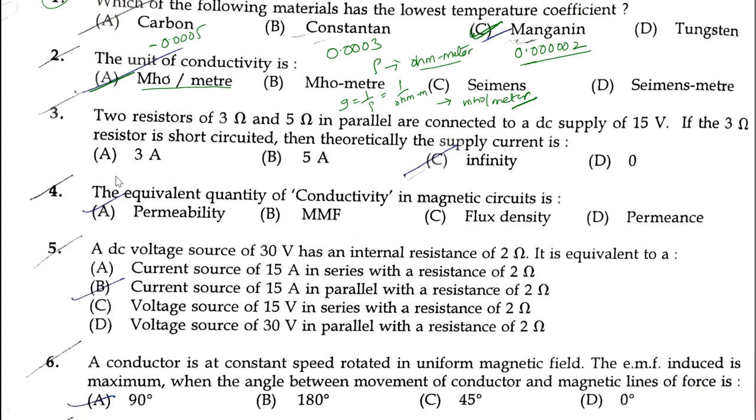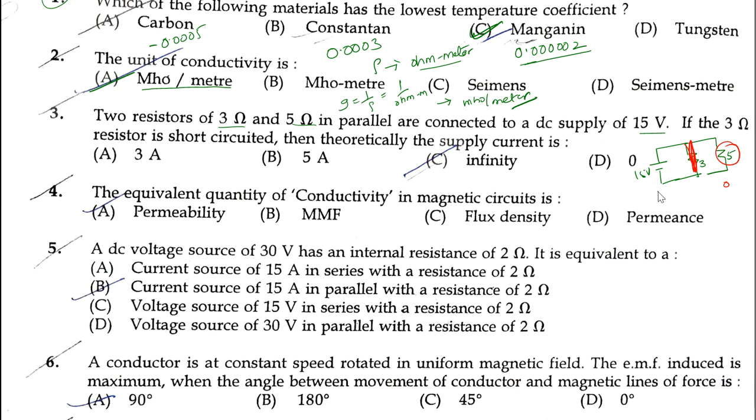Next question, two resistors of 3 ohms and 5 ohms in parallel are connected to a supply of 15 volts. If the 3 ohm resistor is short circuited, then theoretically the supply current is. So here we have a 15 volt source and there is a 3 ohm resistor and another 5 ohm resistor, with supply voltage 15 volts. The 3 ohm resistor is short circuited, so its value becomes 0.